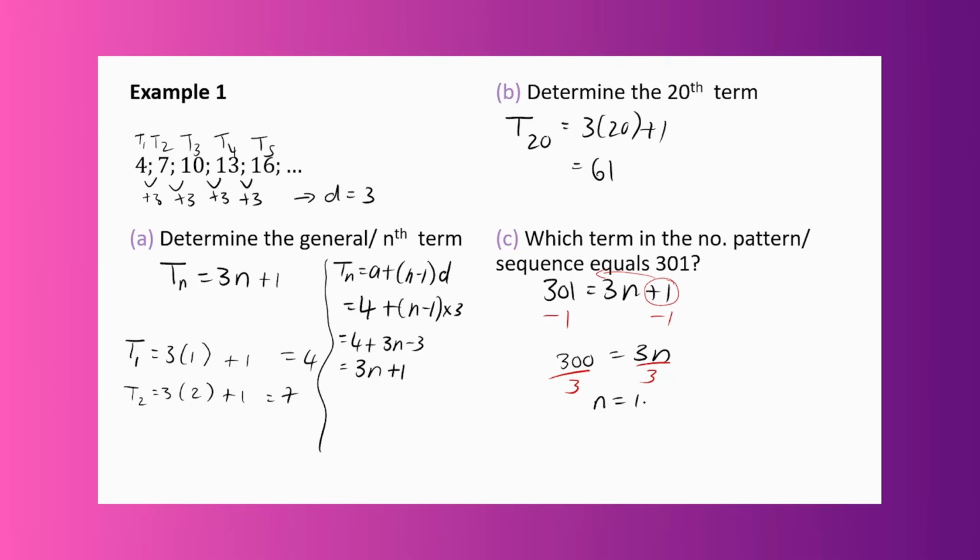So n is going to be 100. And then if you want to, you can say therefore T100 is equal to 301. You can add it. You could stop there. The important part is that you get which term, which is term 100.